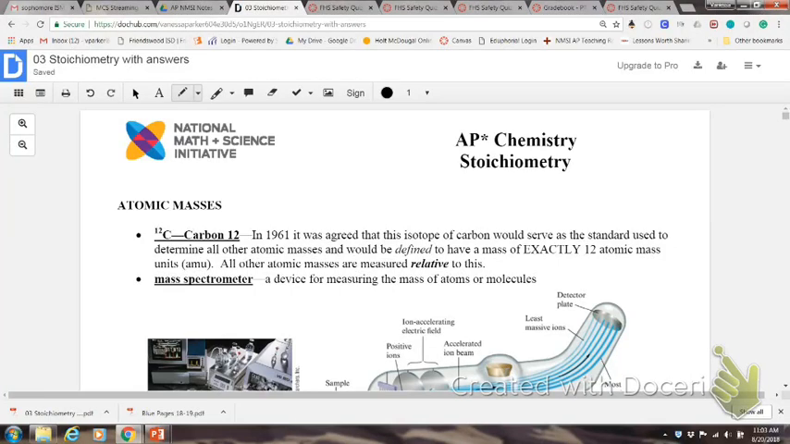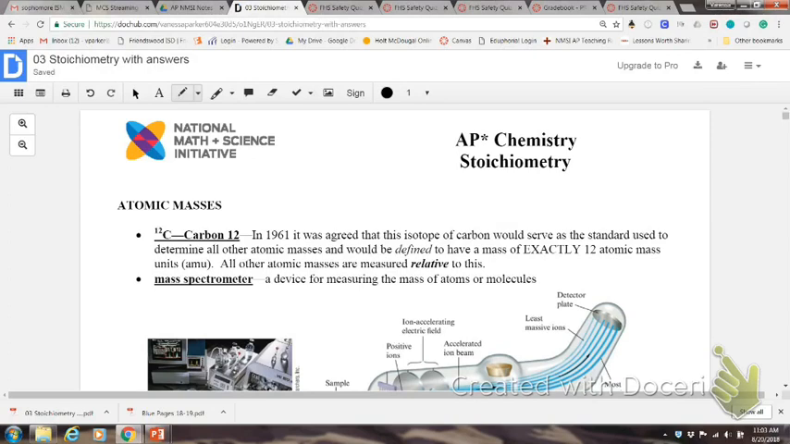Okay, so carbon-12 is the basis of all of our atomic masses. In 1961, they decided that they were going to say the mass of a carbon-12 atom was exactly 12 atomic mass units, and then all of the other masses on the periodic table are relative to this.